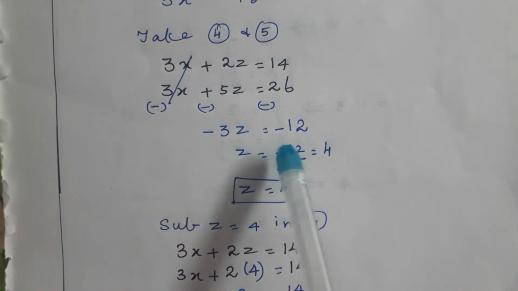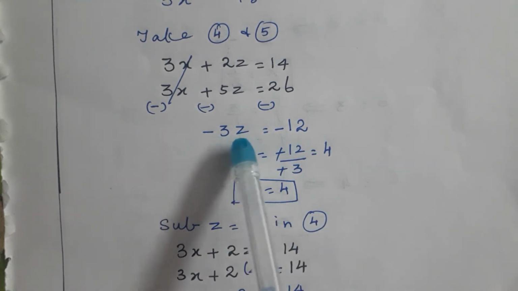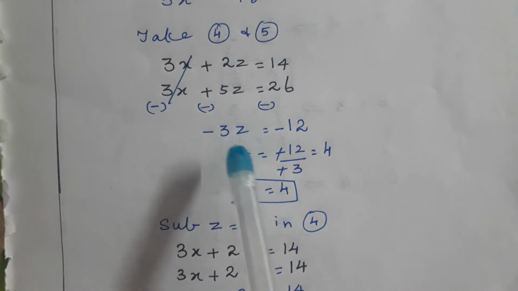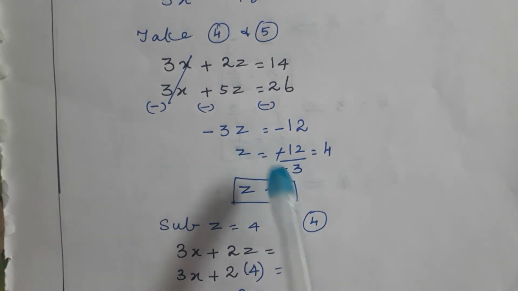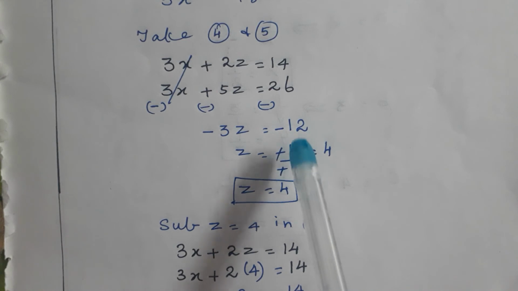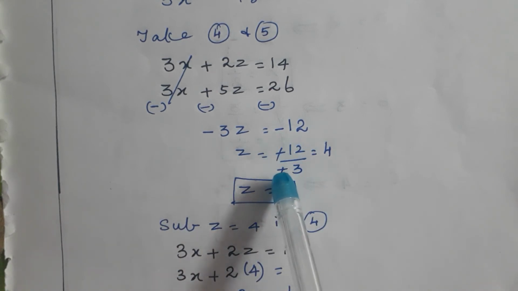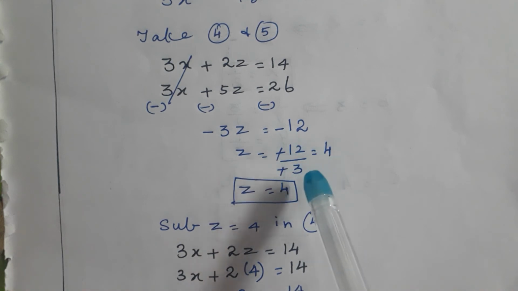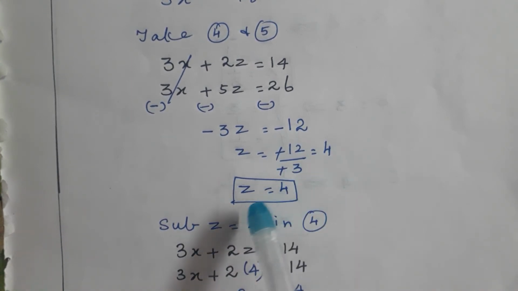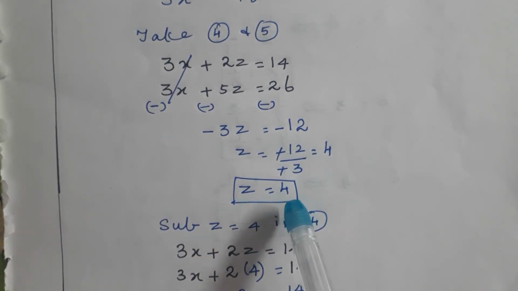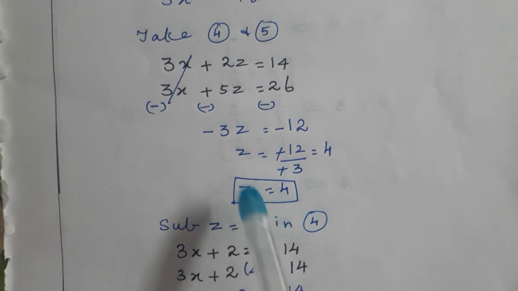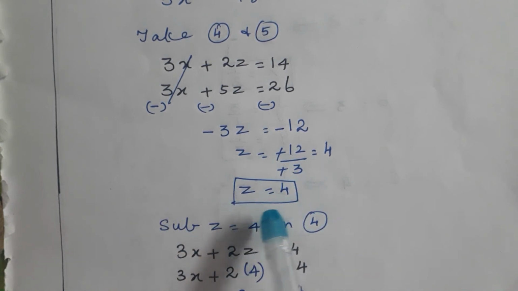So now we have to get the value of z. These two are in multiplication. Therefore minus 3, when it goes to the other side, becomes division. So z is equal to minus 12 by minus 3. Minus and minus get cancelled, it becomes positive. So 12 divided by 3 is nothing but 4. Therefore the value of z is equal to 4. So among these three variables, we got the value of z as 4.